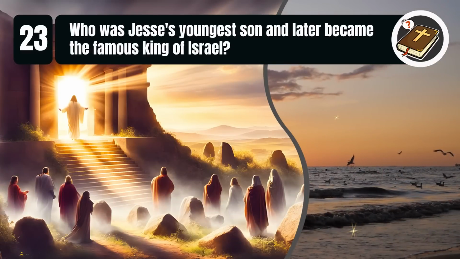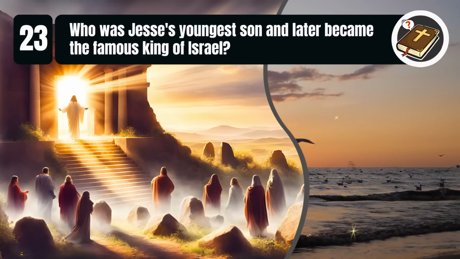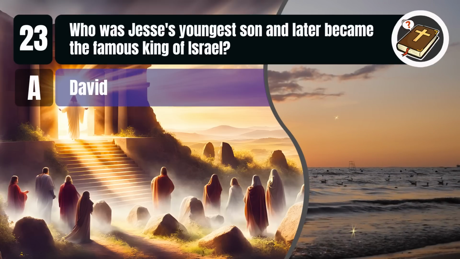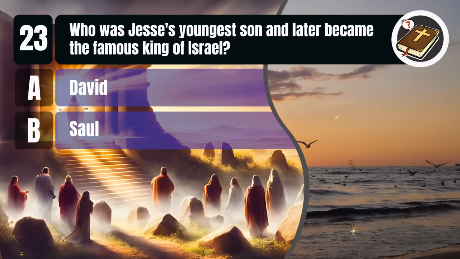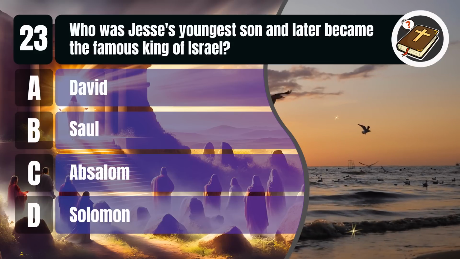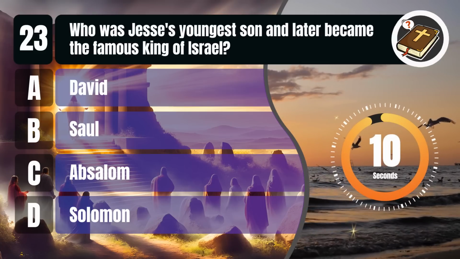Question 23. Who was Jesse's youngest son and later became the famous king of Israel? A. David, B. Saul, C. Absalom, D. Solomon. You get 10 seconds.